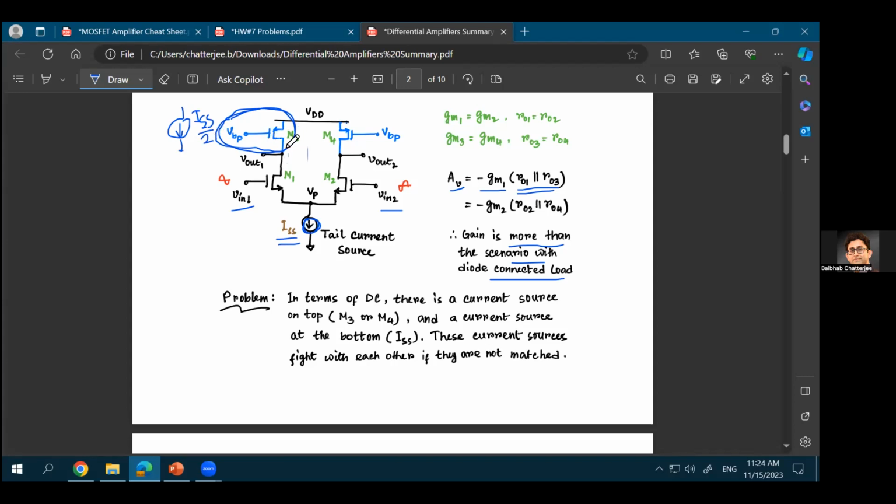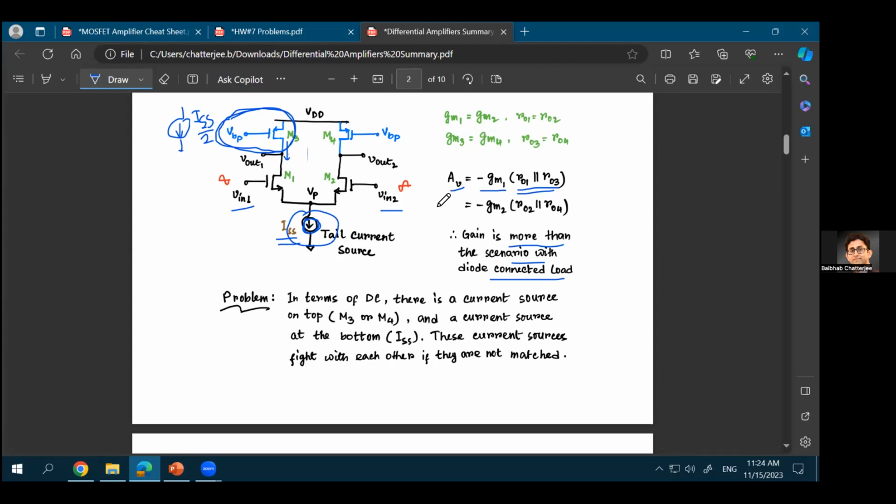This transistor is trying to create a current in this branch. There is no guarantee that that current is exactly equal to ISS over 2. So basically, these two current sources are fighting with each other. The tail current source and the current source that you create on top, they will fight with each other. So that's a challenge. And of course, in circuits, as you know, if there are challenges, there are solutions as well. The solution is a little bit more complex. It is called a common mode feedback.